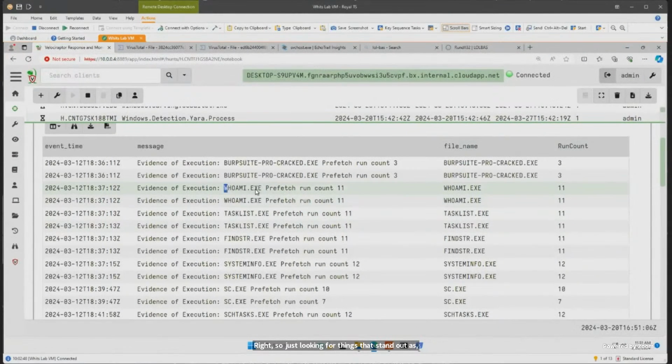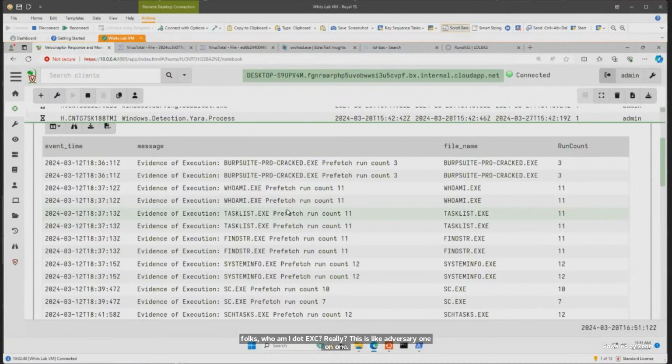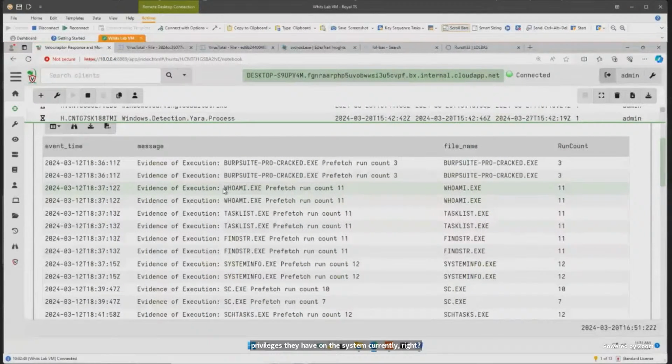And folks, whoami.exe, really, this is like adversary 101. Pen testers and threat actors alike all love to run whoami because it's the quickest way to figure out what privileges they have on the system currently, right? What user context they're running as. Now, again, whoami is not a malicious thing. I'm just saying that it's oftentimes a behavior of things that are up to no good.